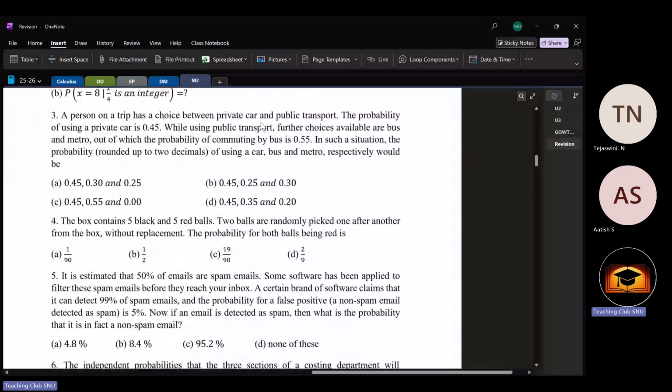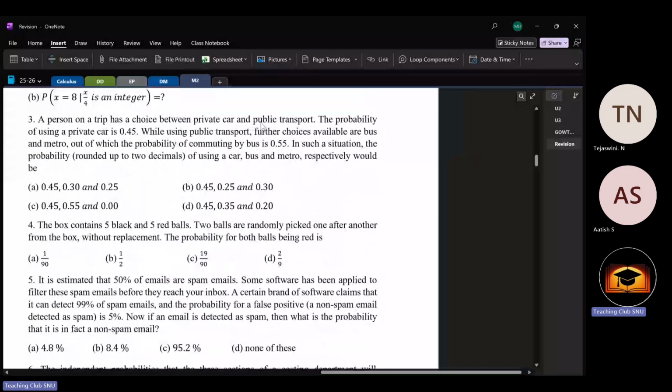Very simple only. Right. A person on a trip has a choice between private car and public transport. The probability of using private car is 0.45, so public transport will be 0.55. And probability of using public transport, bus is 0.55, so metro would be 0.45, right? So you have to find the individual probabilities, right? So car, you already know it. Car is 0.45 only. Okay.